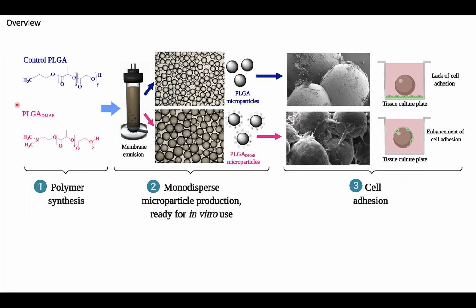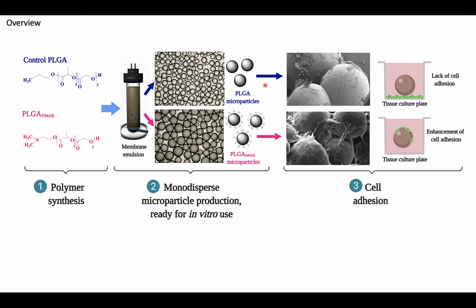Here's the overview of the project to show how we made polyester polymer cell adhesive. We created two variants of the polymer. One has a new functional group called dimethylaminoethanol. The other one lacked the functional group. We created the two polymers using a ring opening polymerization. And then we took the polymer through a membrane emulsion process, essentially to create macroparticles. They have utility as a cell culture delivery system or cell delivery platform.